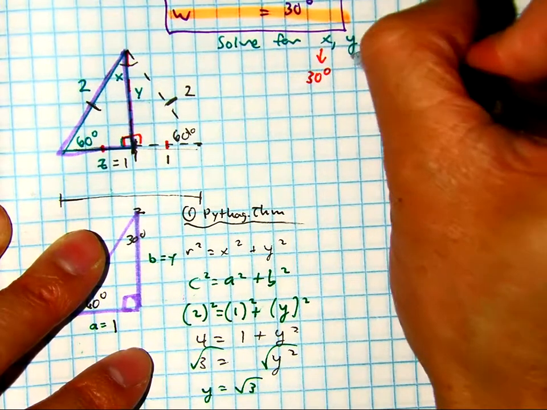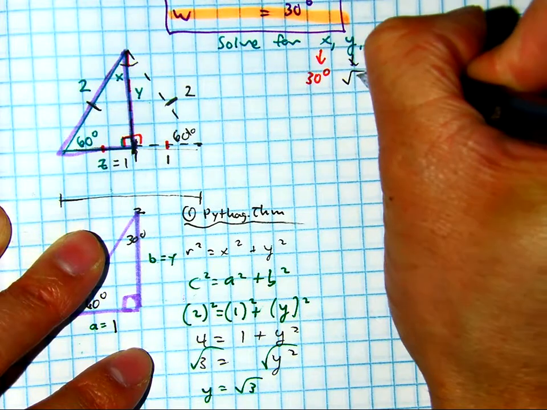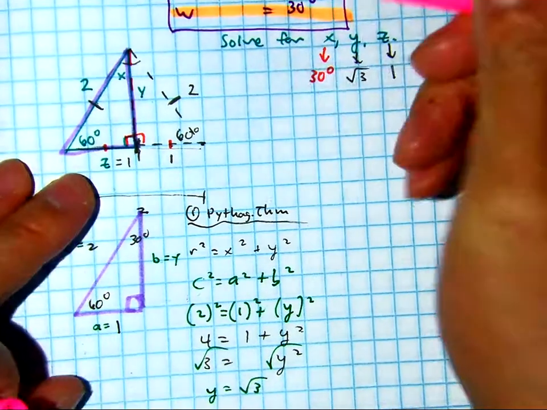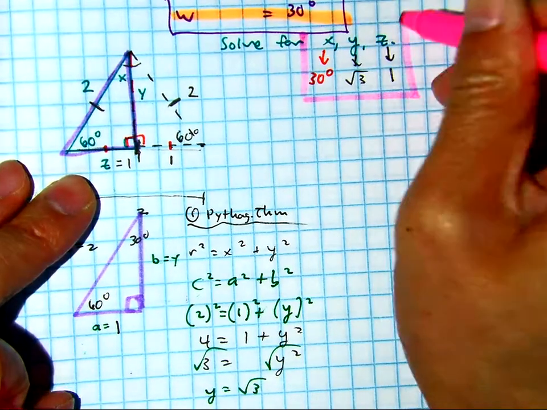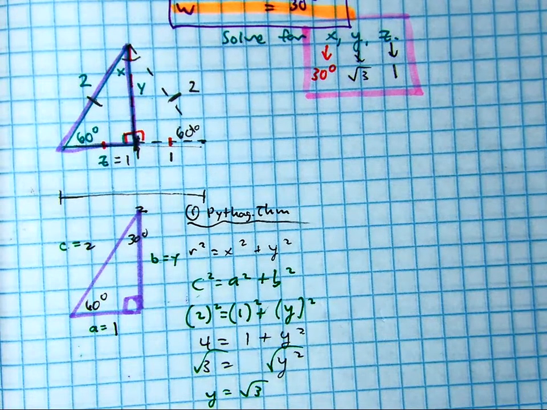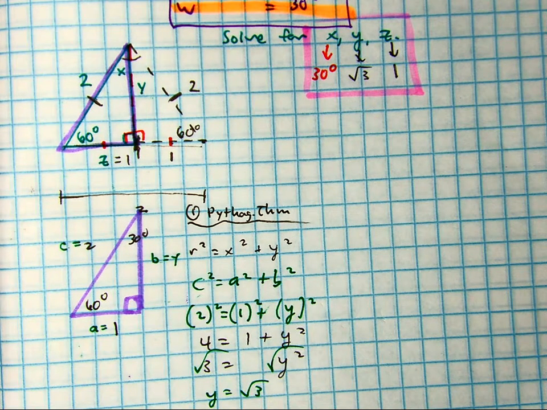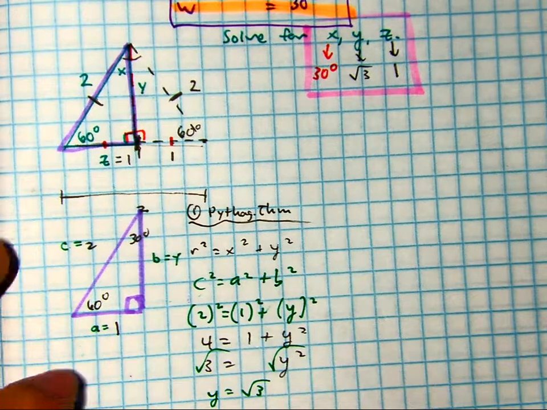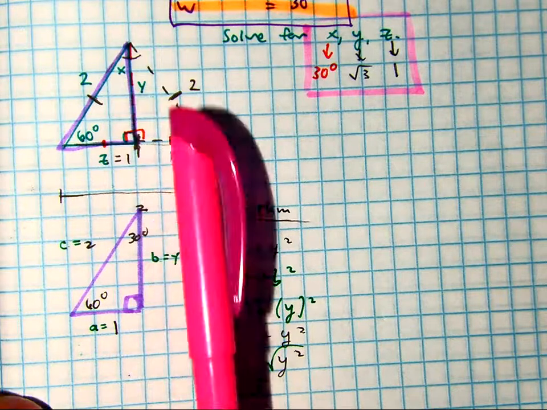So in this problem, we have not used officially our trig ratios yet to solve for sides and angles. But we can take a 30, 60, 90 and just make it an equilateral triangle and then use Pythagorean theorem to solve our sides and angles.